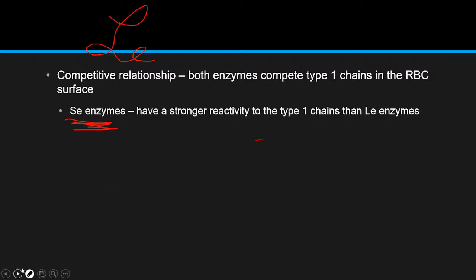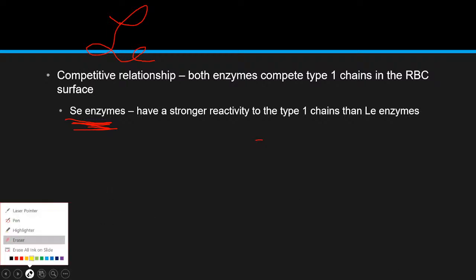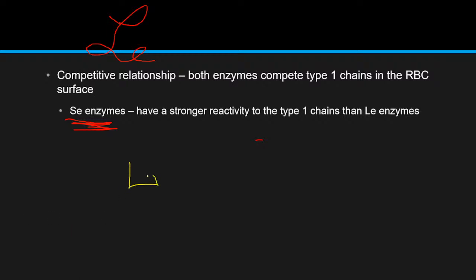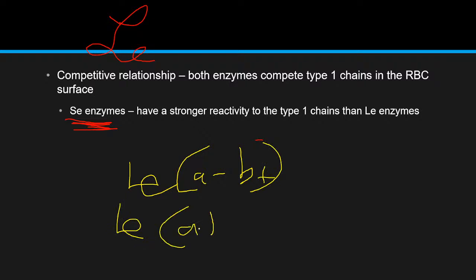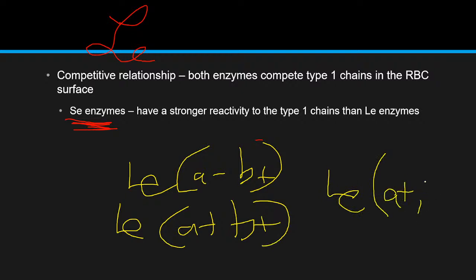Will it be one of the following? LE, A negative, B positive? Will it be LE, A positive, B positive? Or will it be LE, A positive, B negative? Now we're talking about your phenotype.